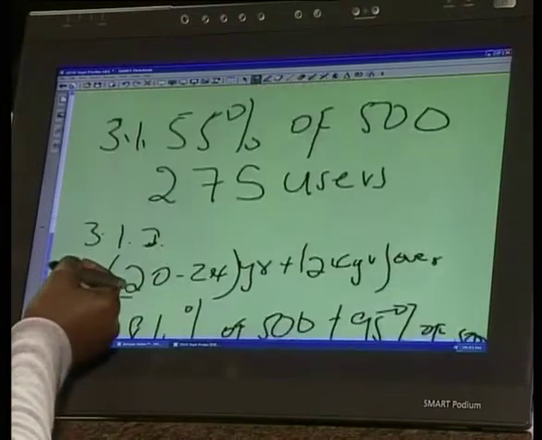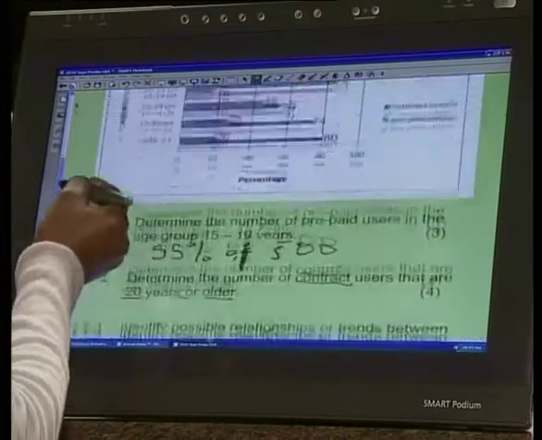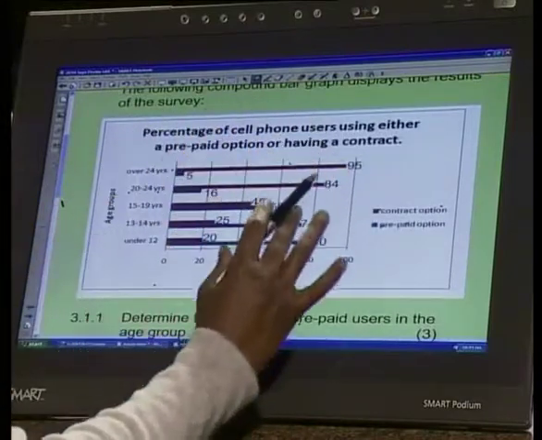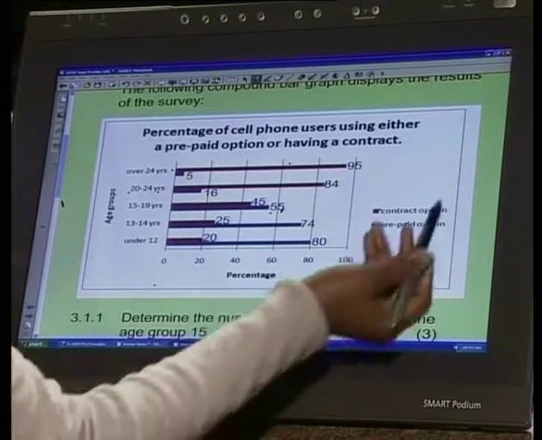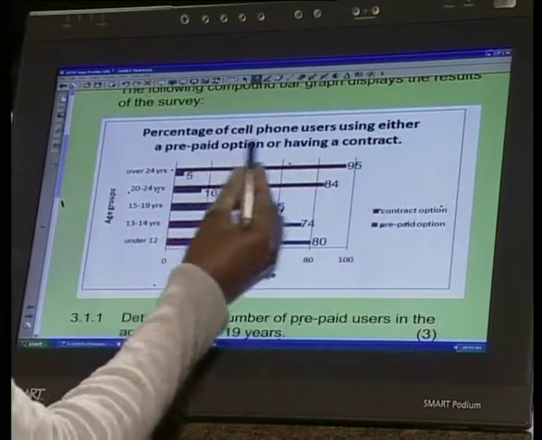I hope you did really get what we're trying to do here, because this is what we're trying to emphasize, and this is very, very crucial. The age group, the percentage, the key, the heading.